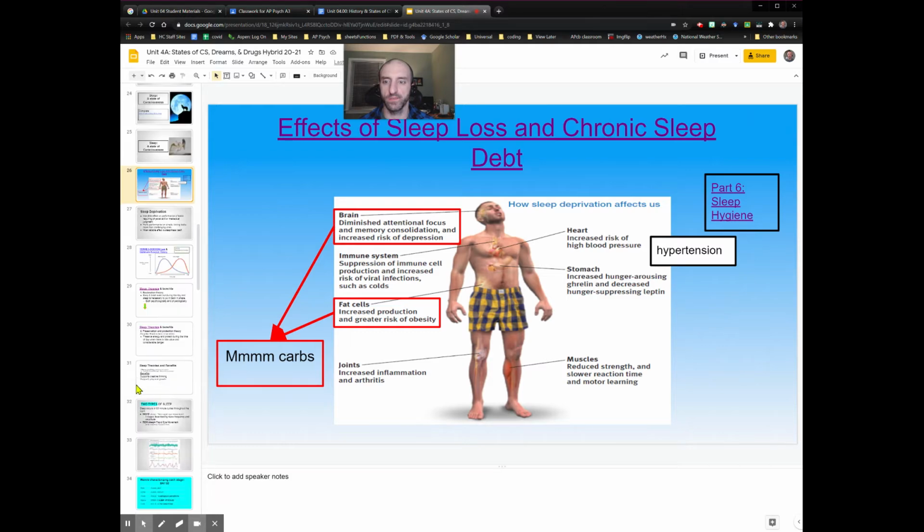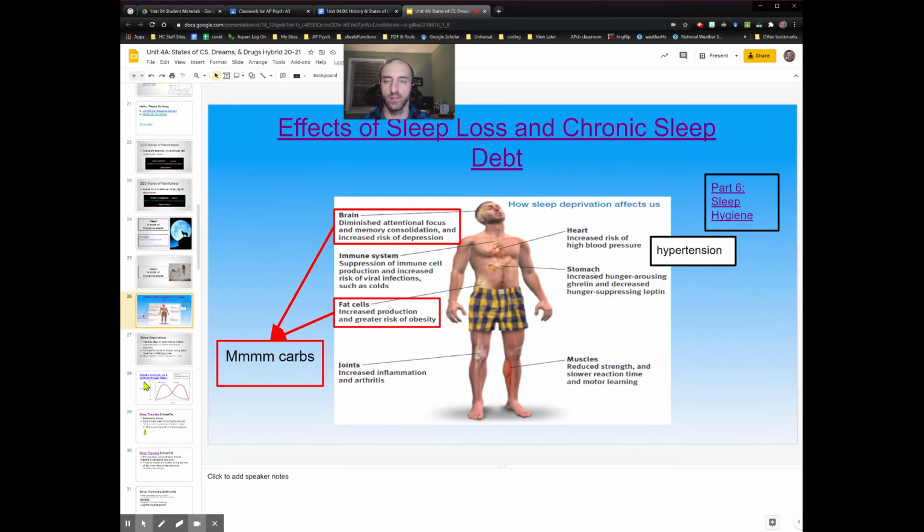A little bit on sleep loss first. Here we have the effects of chronic sleep loss: it affects your memory, increases fat cell production, and causes hypertension, which is high blood pressure. You think it's just terrible for you. Joint inflammation, arthritis, makes it hard to recover. It also tends to make you crave sugar and carbs for energy.